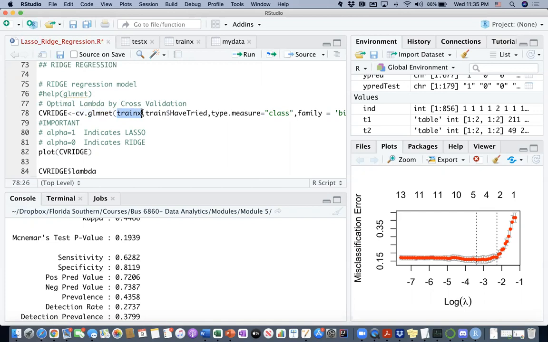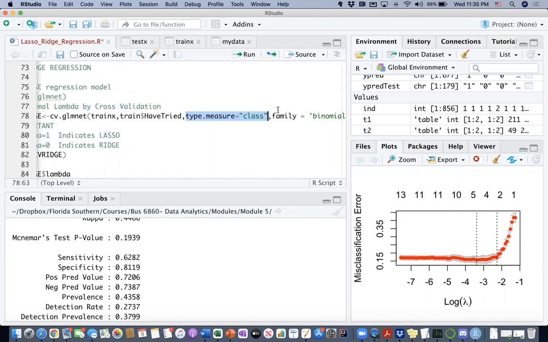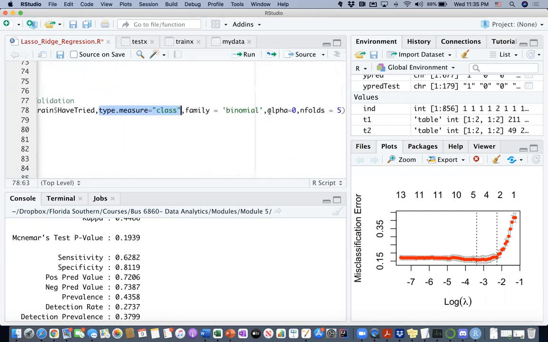As a reminder, the first spot belongs to the training data. Train X, one more time, has only independent variables in it. It does not include the dependent variable. Therefore, the second spot is dedicated to the dependent variable from the train data. Type measure has to be class, because we are telling cv.glmnet that we are measuring the dependent variable, 0s and 1s. Family is binomial. Alpha value is 0 to refer to the fact that this is the ridge regression, not the lasso. And the number of folds that we have in our system is 5.